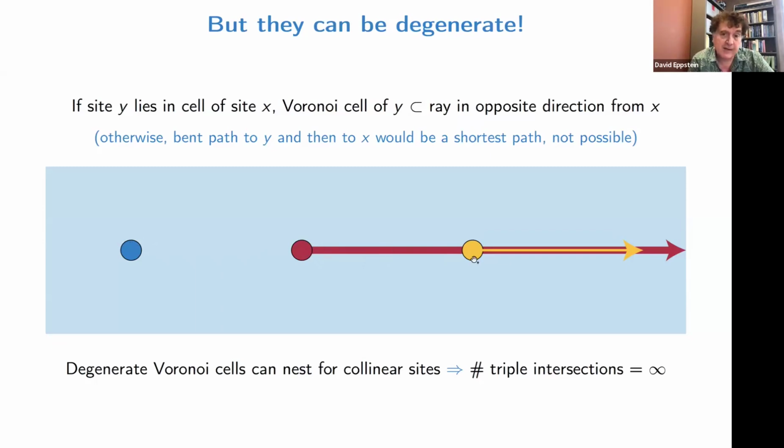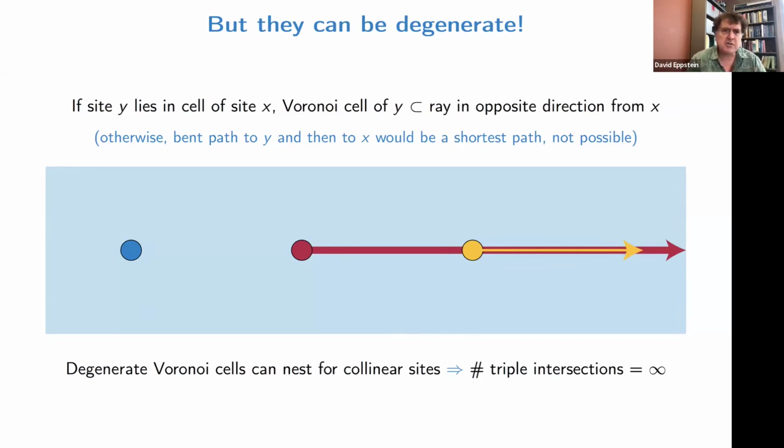And then we might have a third yellow site Z that's equidistant from the red site and the blue site and from itself. And so its Voronoi cell is also a ray extending out in the same direction. And so we can get this nested system of Voronoi cells for collinear sites. And when we get a system of nested Voronoi cells like this, the number of triple intersection points of all of these triples of Voronoi cells can be infinite.